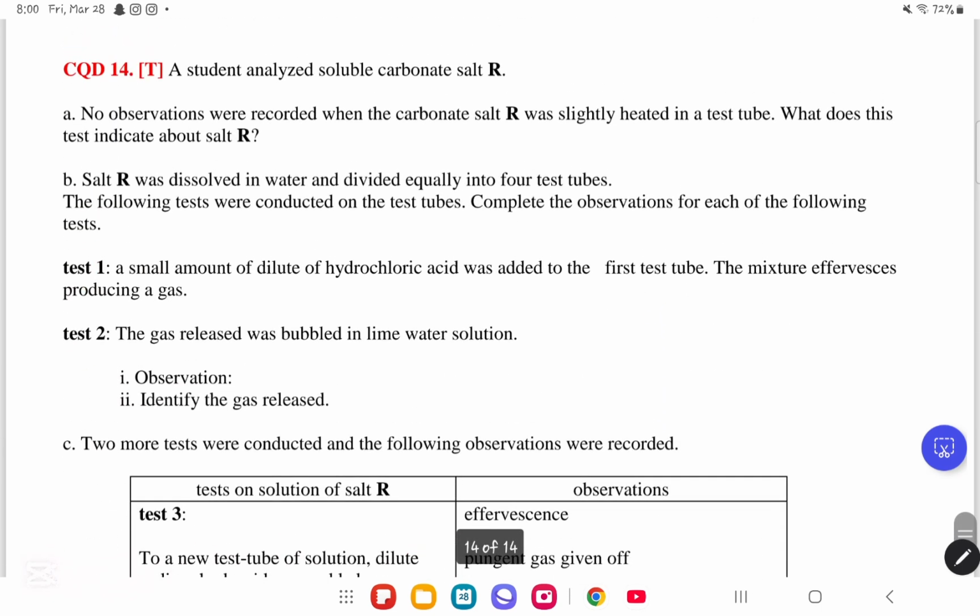We now move on to CQD number 14. Here they said that a student analyzed soluble carbonate salt R. No observations were recorded when the carbonate salt R was slightly heated in a test tube. What does this indicate about salt R? This means it is not hydrated. So if nothing happens when heating it slightly, that means there is no water in it, so it's not hydrated.